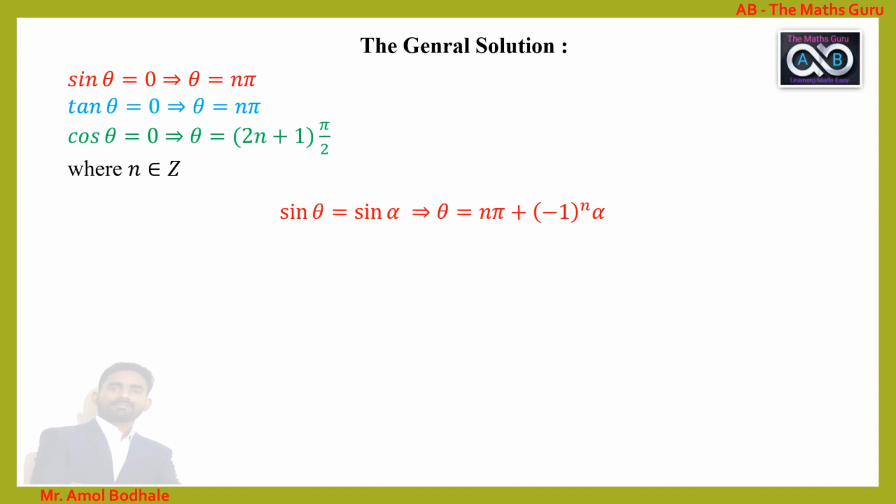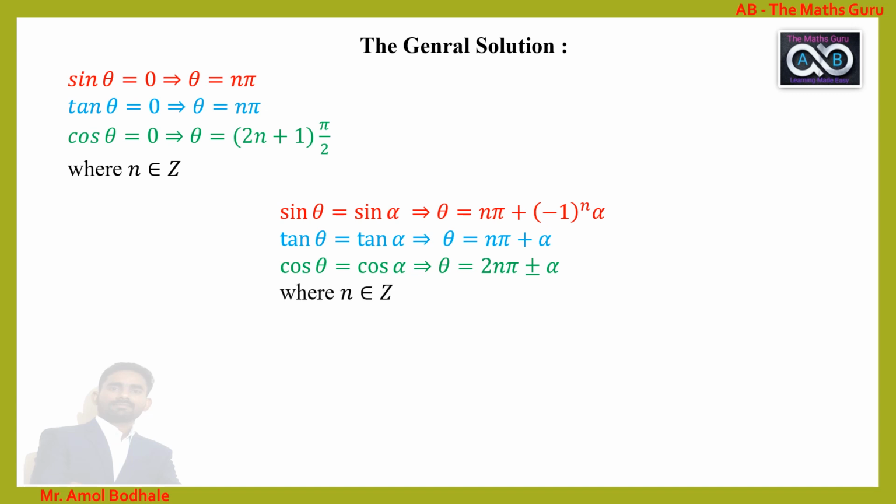Let's see the next type, that is if sin theta equal to sin alpha, then what are the general solutions? So sin theta equal to sin alpha implies theta equal to n pi plus minus 1 raised to n alpha. You have to remember this identity. So tan theta equal to tan alpha, theta equal to n pi plus alpha, and cos theta equal to cos alpha, theta equal to 2n pi plus or minus alpha, where n belongs to Z. The proof of all these results I have already given in previous 2 videos.